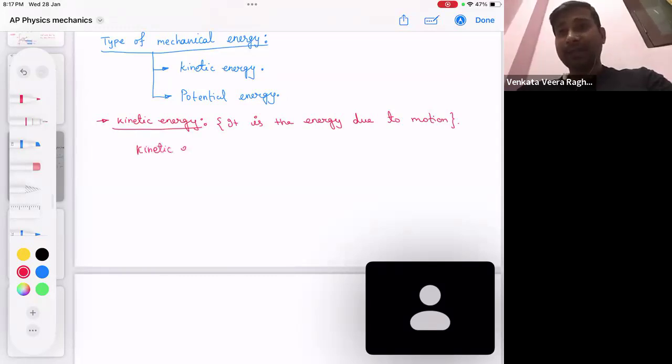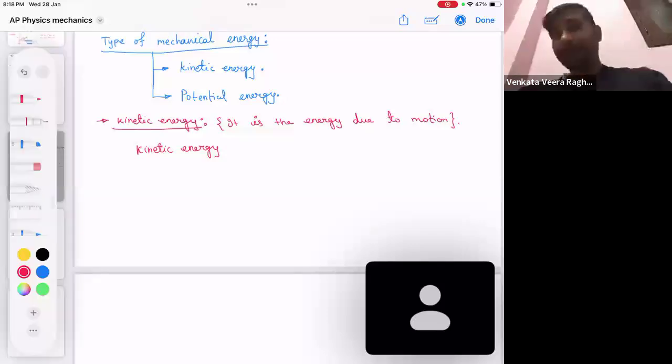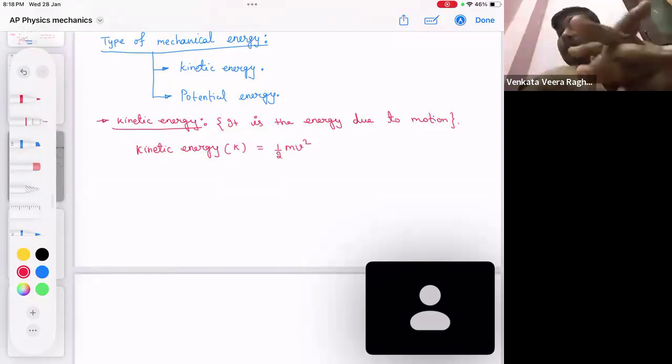How much kinetic energy will a particle have? The kinetic energy is half mv square, where v is what? It is the magnitude of the velocity of the particle. Okay, kinetic energy K, we can write it as half m v square. What is the v here? V is the magnitude of the velocity a particle has.